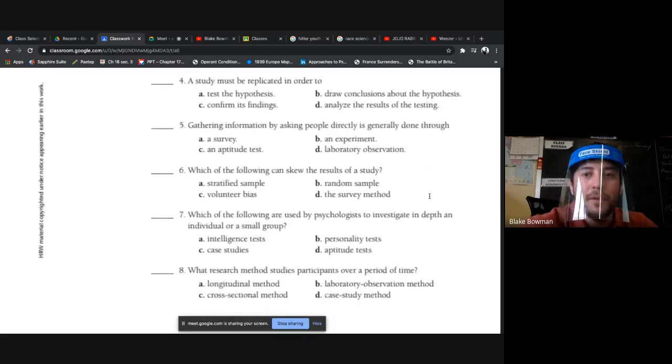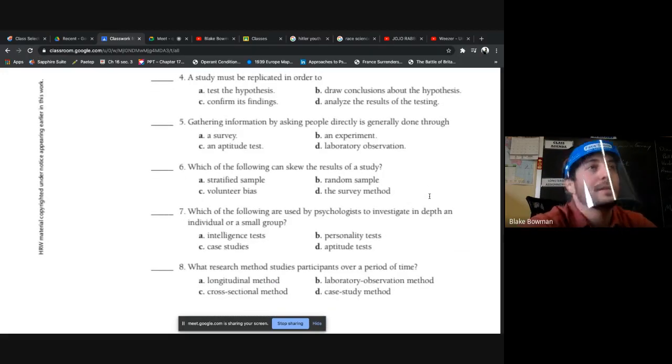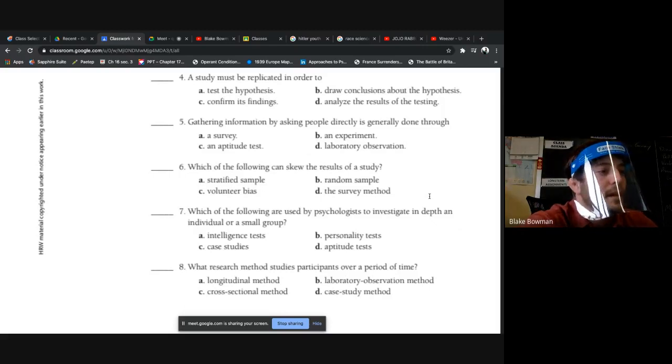4, a study must be replicated in order to, Sarah? Good work. Yep, good job. And I kind of expressed that already. Eliminate any type of confounding variables to make sure that there was no phenomenon that might have occurred to skew your data or skew your response or your findings, and to make sure that there's no confounding variables. Okay, good.